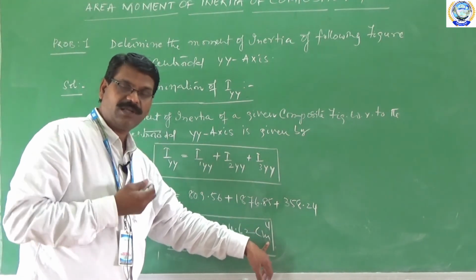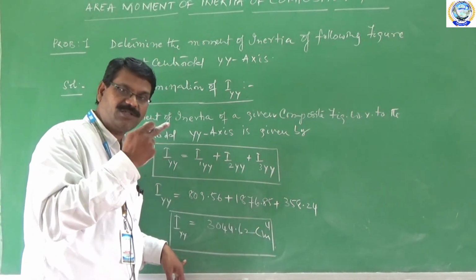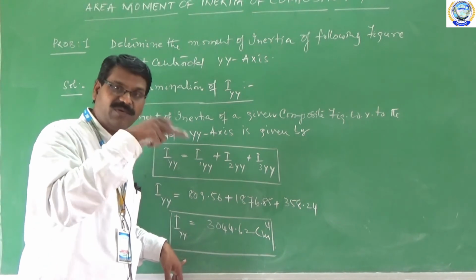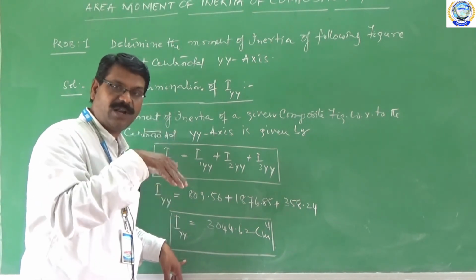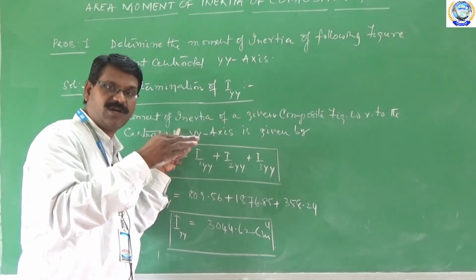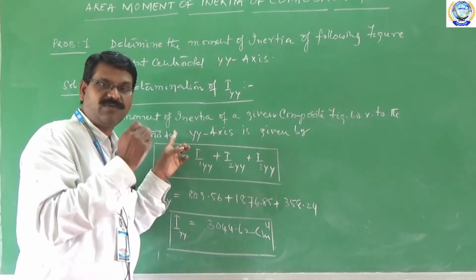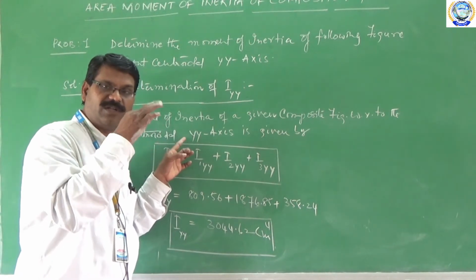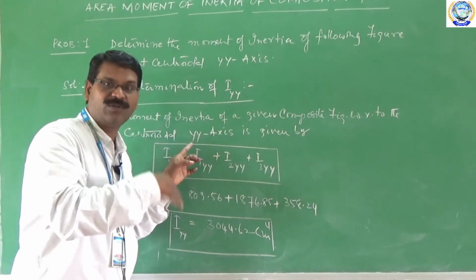In the previous video lecture, we have completed determination of area moment of inertia of simple figures. In this video lecture, I would like to deal with two methods. One is determination of moment of inertia of a composite figure, and the second one is determination of area moment of inertia of shaded regions. Now I will do the second method.